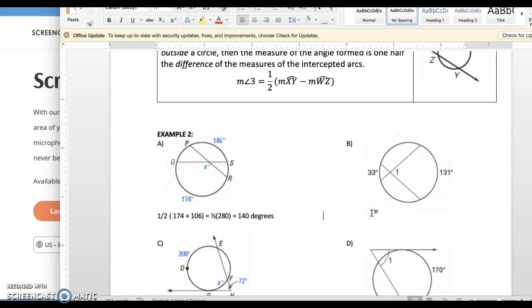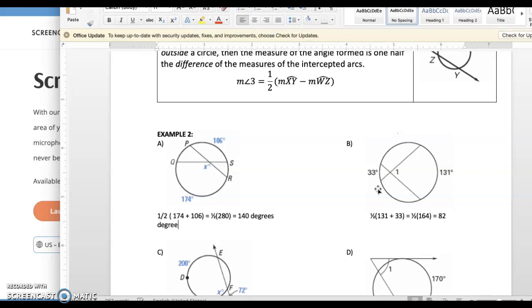Same concept in part B. Angle 1 is going to be equal to 1/2 times the first arc that it actually intercepts, which is 131, plus the vertical angle, what that intercepts, which is 33 degrees. So if we just add up what's in parentheses first, we have 131 plus 33, and we're at 164. And when we cut that in half, we should be at 82 degrees for the value of angle 1.